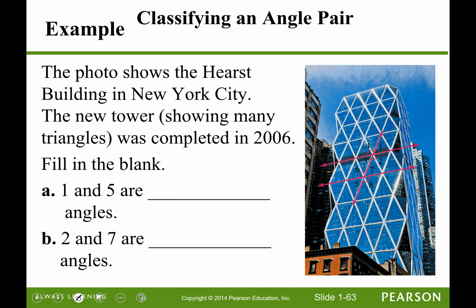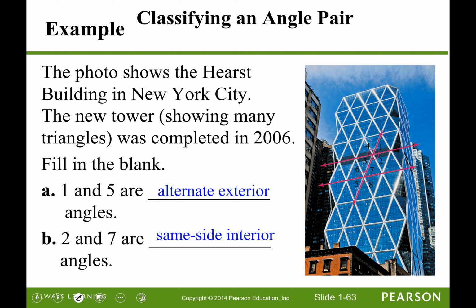Fill in the blanks. 1 and 5 are blank angles. 2 and 7 are blank angles. So use the terms you just learned: corresponding, alternate interior, alternate exterior, same side interior, and try to fill in those 2 blanks. Pause the video and try that now. Welcome back. If you came up with alternate exterior for 1 and 5 and same side interior for 2 and 7, you got it right.